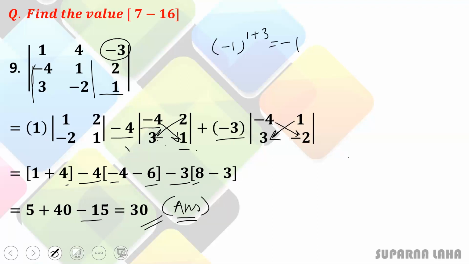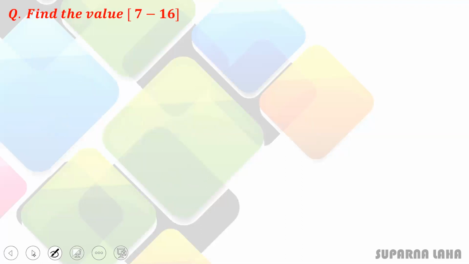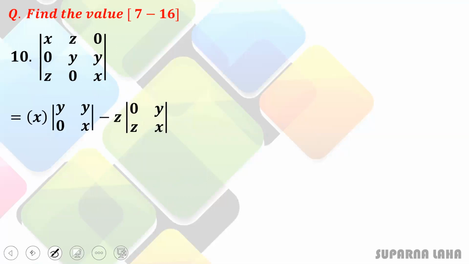Okay, the next question is question number 10: X, Z, 0, 0, Y, Y, and Z, 0, X. Take any row or any column, expand this determinant and find the value. So here I am taking the first row. X into, remove the first row and the first column, so the remaining terms are Y, Y, 0, X.